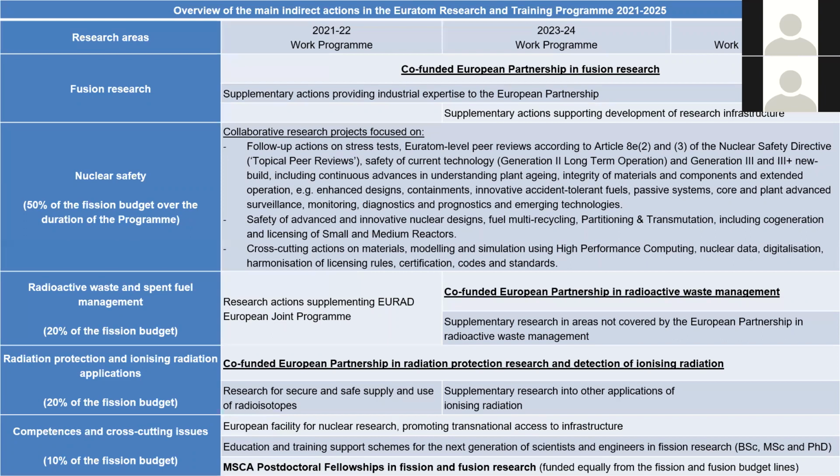Then the next research area is about nuclear safety, where we see almost 50% of the fission budget being spent here over the duration of the program. We have several topics and we will cover these in the next few slides. Then continuing on fission budget, where we have 20% of the budget allocated to radioactive waste and spent fuel management. And again, 20% for radiation protection and ionizing radiation applications.